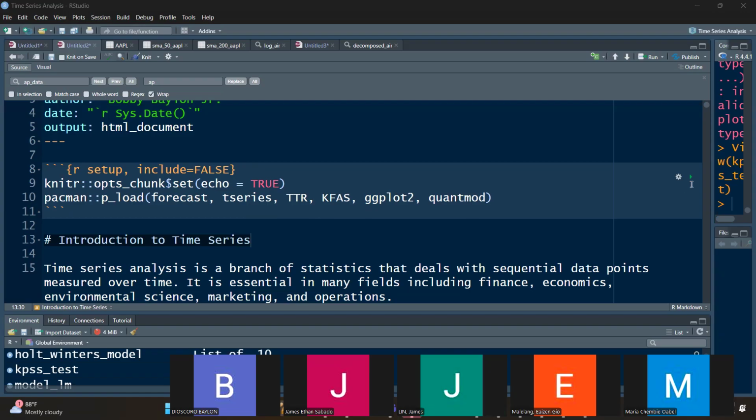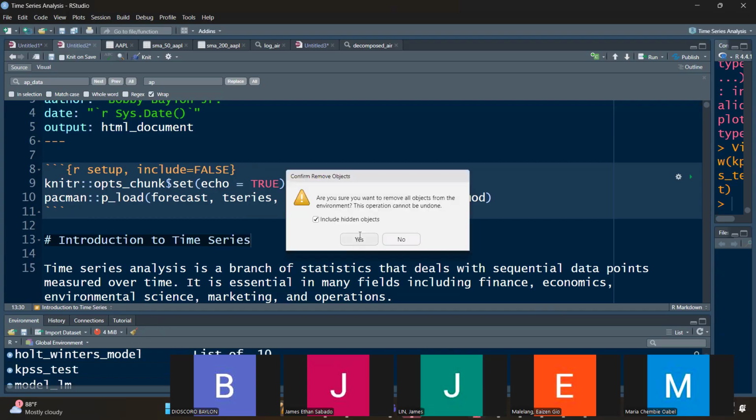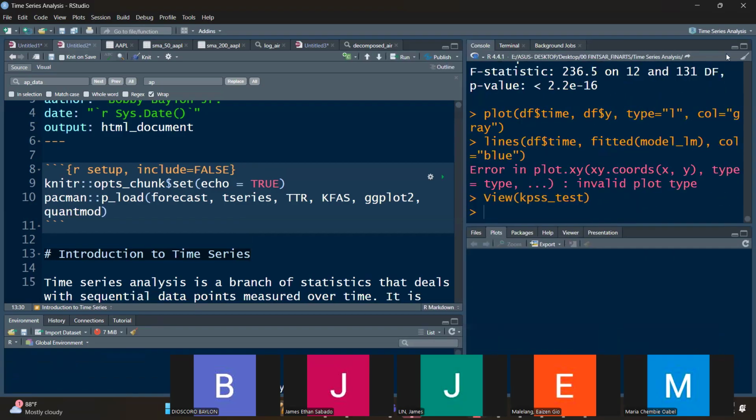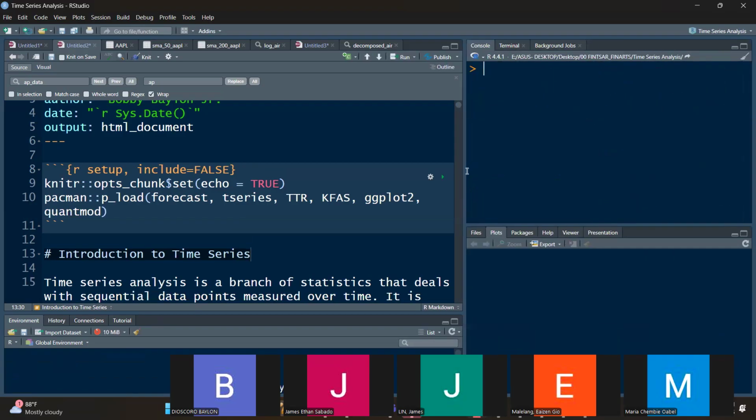then ggplot. Okay, so I'll delete all my objects there so that I'll start from scratch.